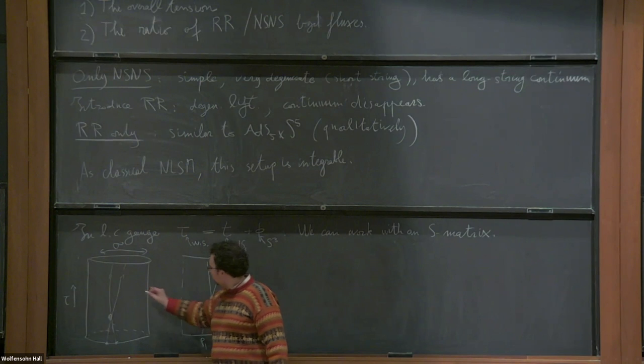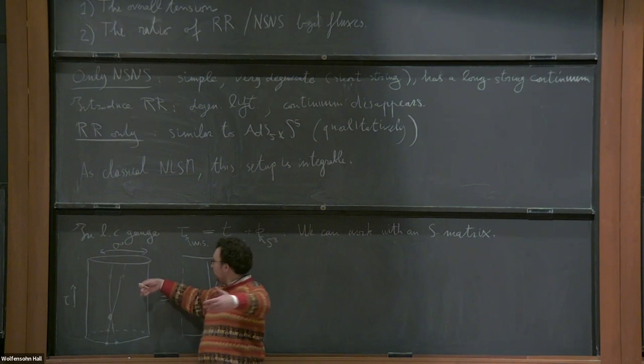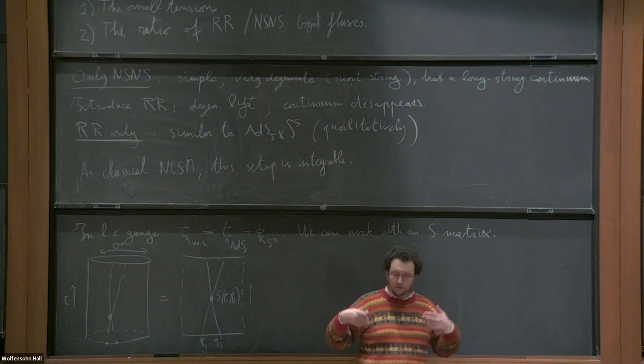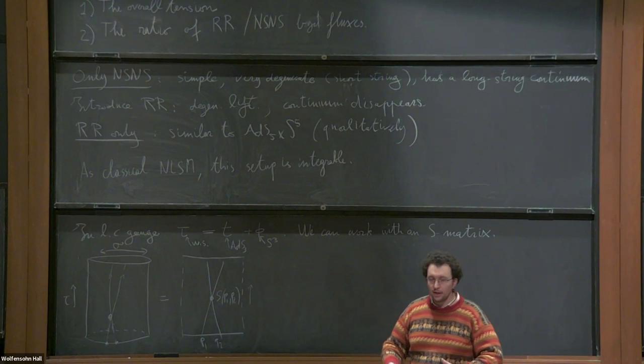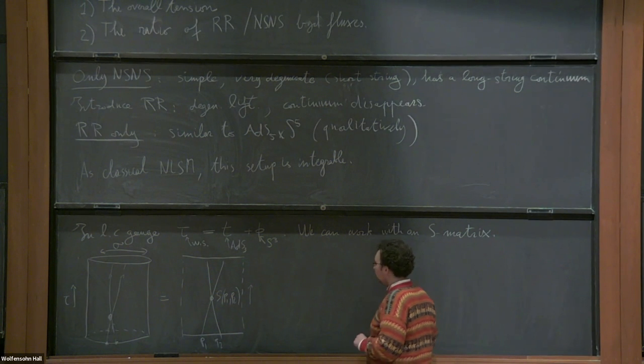Now, of course, how to go from here to here requires some limit. You have to take the limit of the radius of this cylinder to be large. That's also something that you can make sense of in light-cone gauge because you can relate that to the R charge of some geodesic that you're using to construct your state.